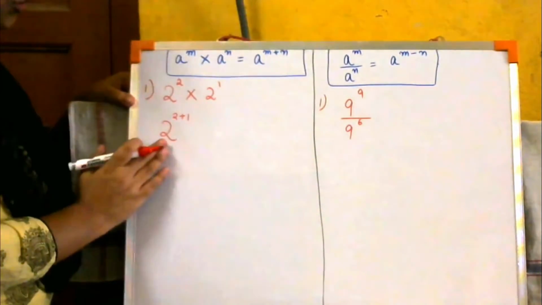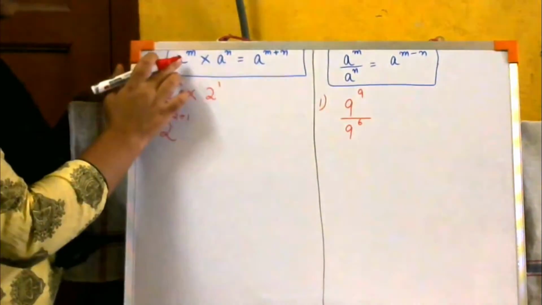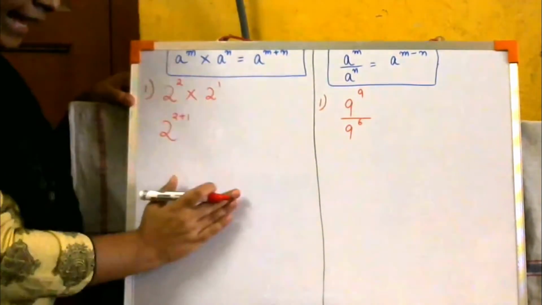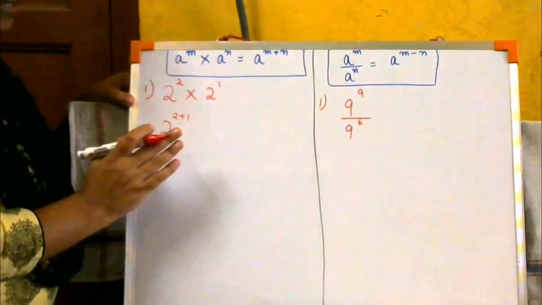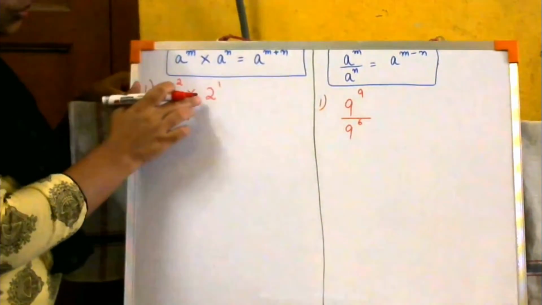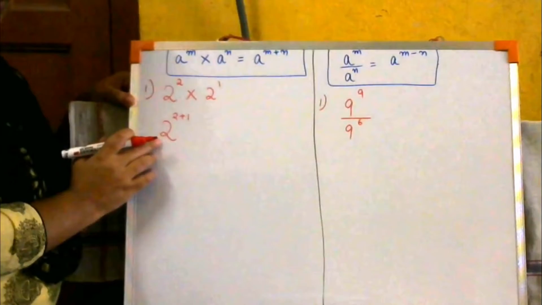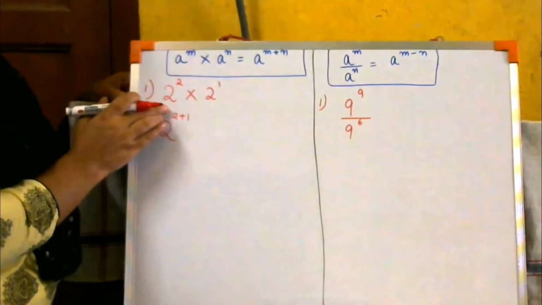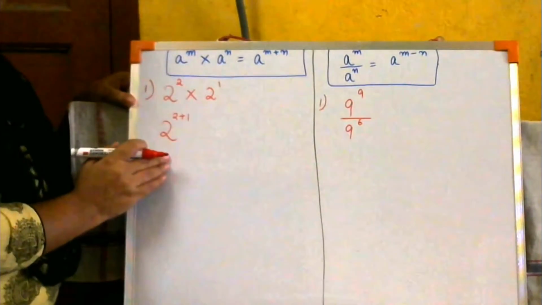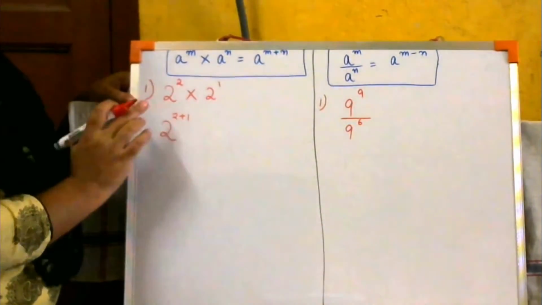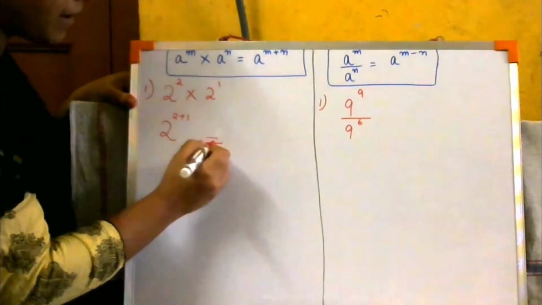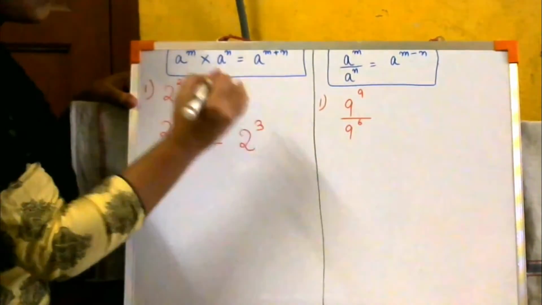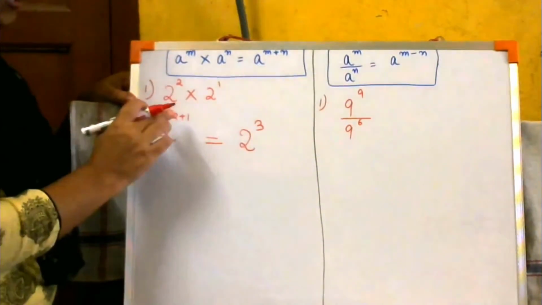We will write 2 only a single time. Look at the formula: a to the power m into a to the power n equals a to the power m plus n. Same thing. That is 2 plus 1. Base will be 2 with the power 2 plus 1. Okay, so let us now add the power. Over 2 we have 2 plus 1, so 2 plus 1 is 3. So it is 2 to the power 3.